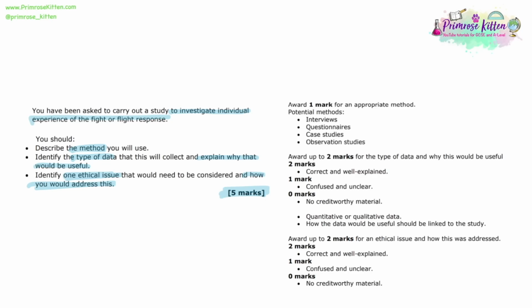The mark scheme is extremely structured and clearly outlines how the 5 marks can be achieved. 1 mark will be awarded for the identification of an appropriate method. Up to 2 marks will be available for the type of data and why this would be useful. And the final 2 marks will be awarded for the identification of an ethical issue and then an explanation of how this could be addressed. For the type of data and the ethical issue, a point should be identified and then a clear explanation should be given. This will ensure the safe achievement of both marks.